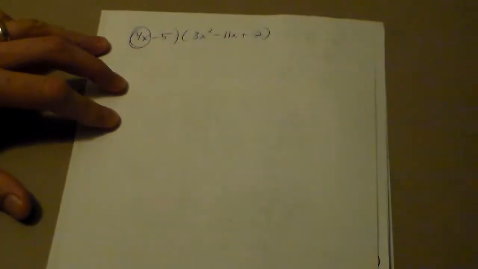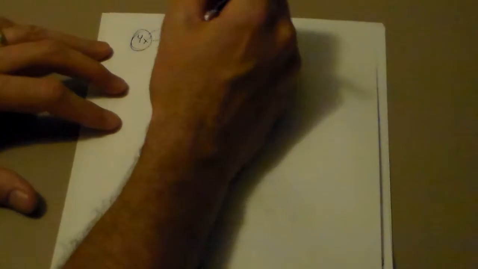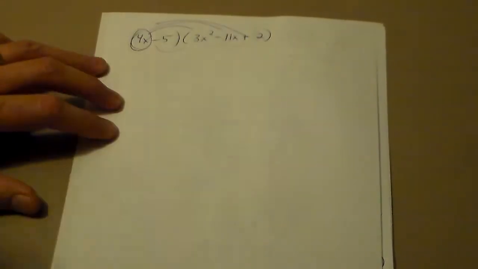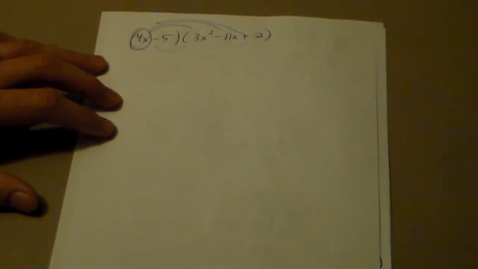We're going to take that 4x, and we're going to multiply here and here and here. And then we're going to come over here and take this negative 5 and multiply times there and there and there. And then you combine your like terms.